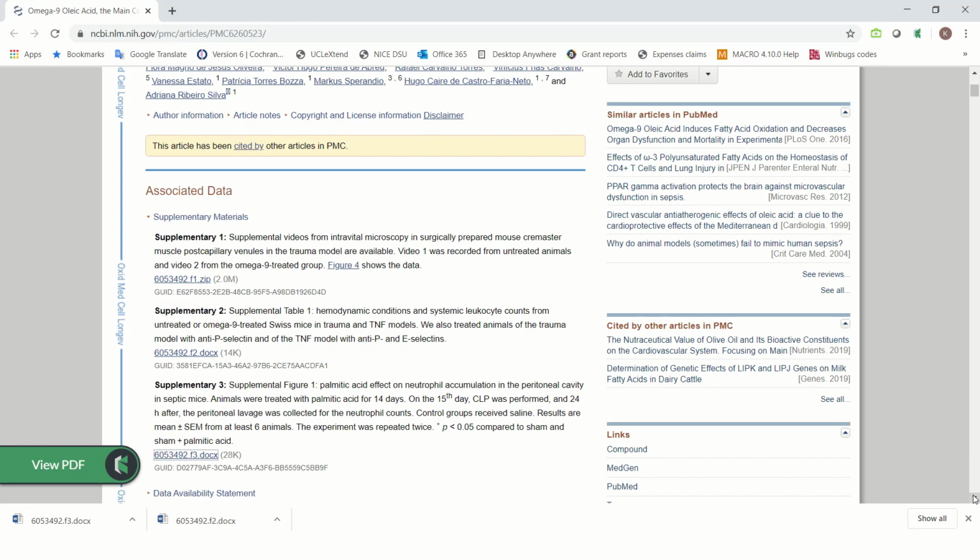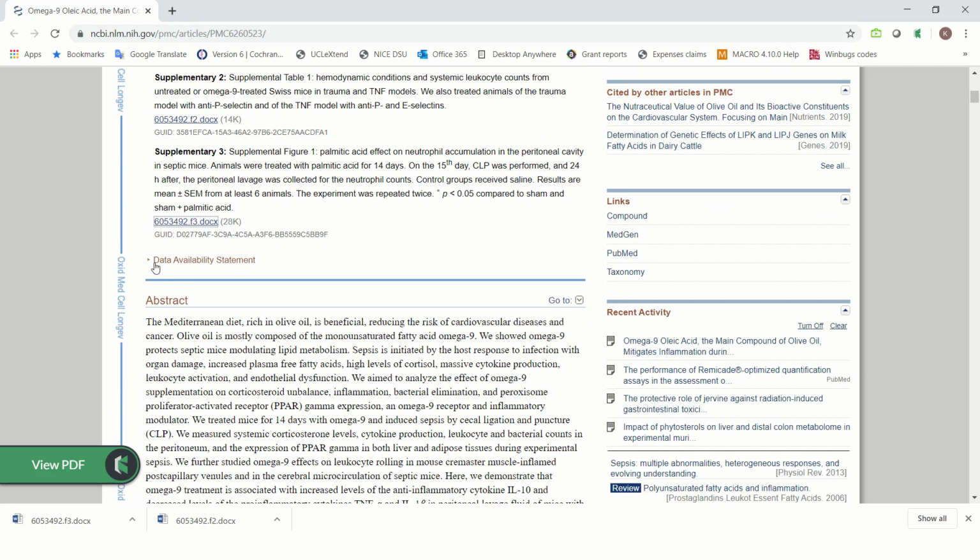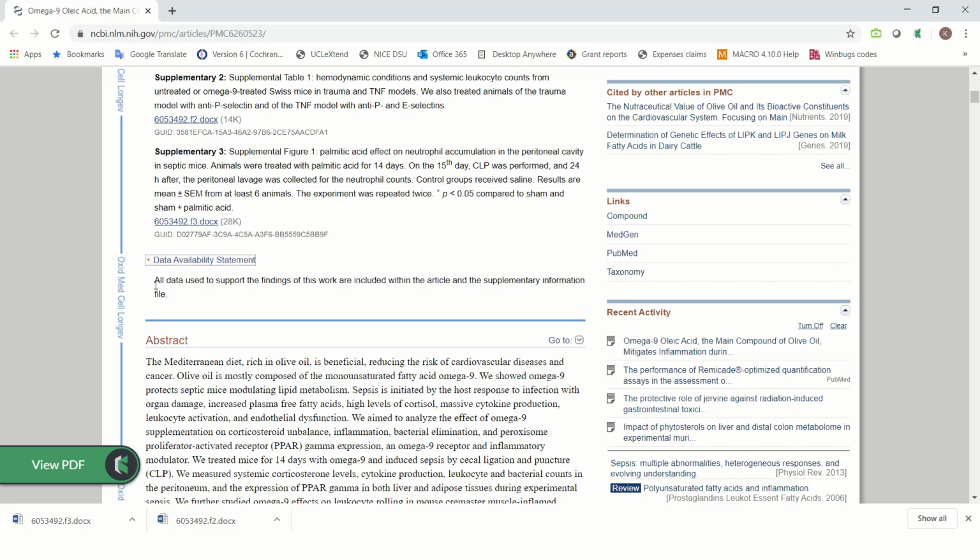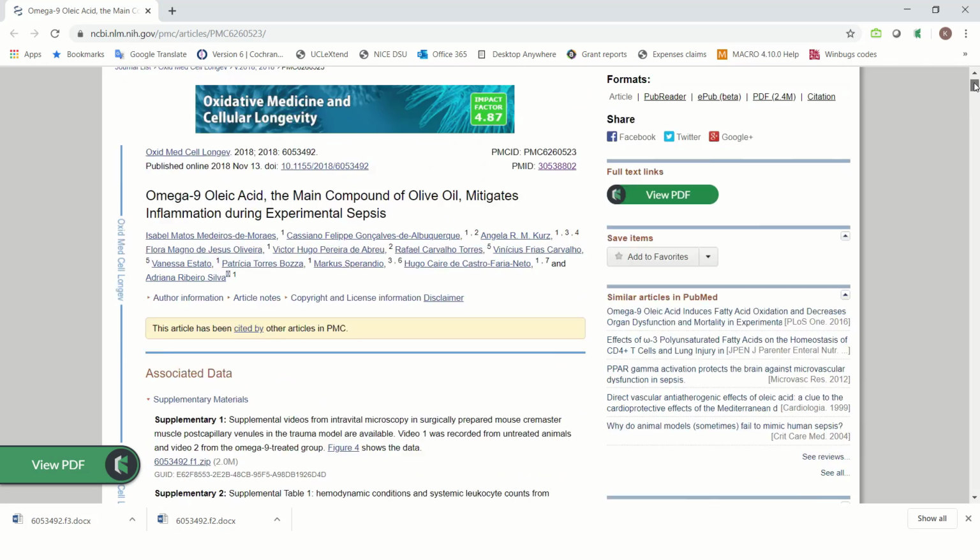They also have a data availability statement: all data used to support the findings of this work are included within the article and the supplementary information file. So essentially, if we don't find the data that we are looking for, for example individual participant data, then that would mean that we don't have that information. They are not saying that they will provide the individual participant data if necessary. Okay, so we can look at the supplementary files. This is why we need to look at the supplementary files all the time.